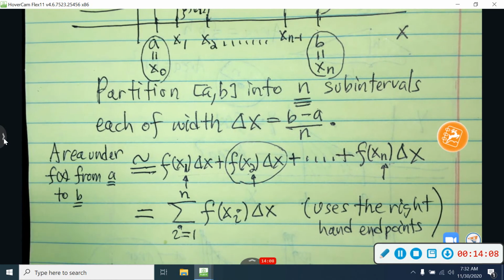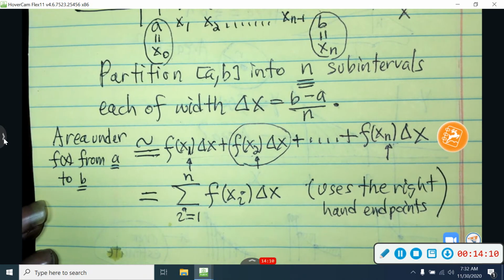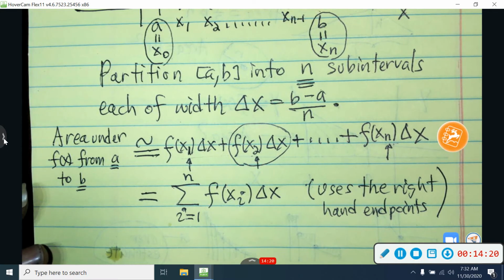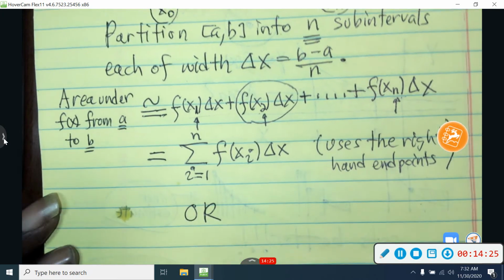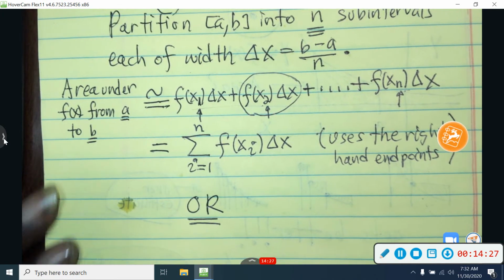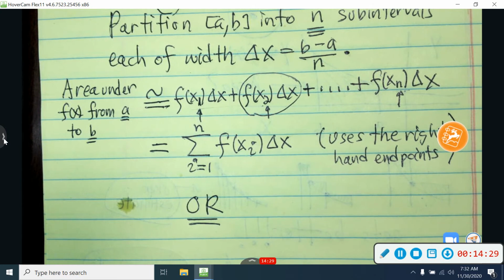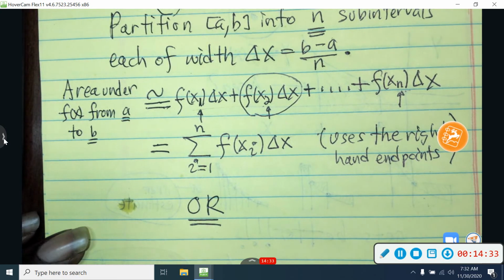Okay? What if we were doing it on the left? We know they both converge to the area if you do it infinitely often, because the estimates, as you saw from the pictures just a page ago, get better and better. So another way to estimate the area under f of x from a to b is by using the left-hand endpoints.